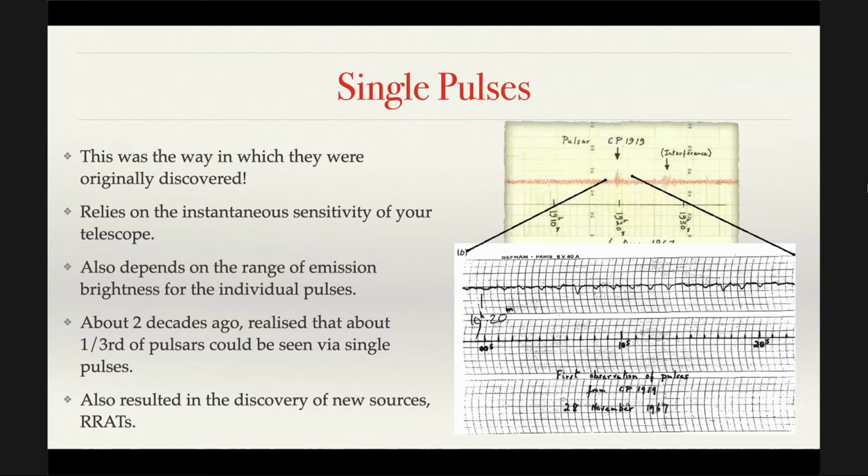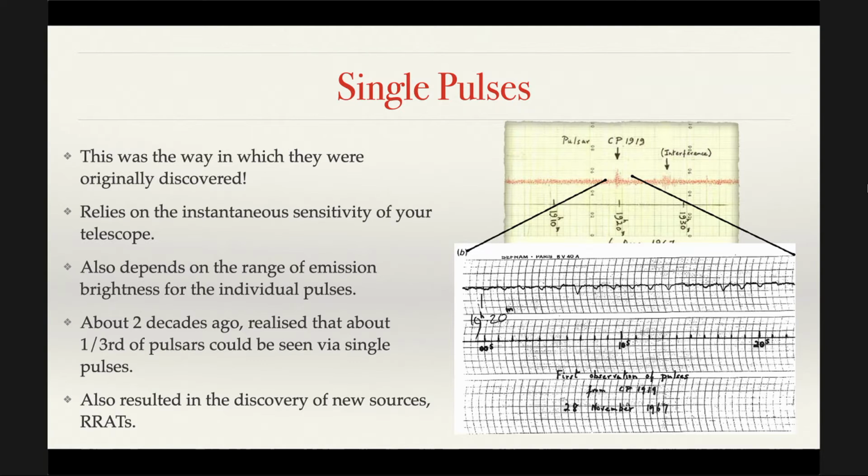So here's just a quick reminder about single pulses, and you'll recognize the graph on the right, which I have leveraged, shall we say, from Marissa's presentation today. And you will see that single pulses are the way in which pulsars were originally discovered by Jocelyn Bell Burnell all those years ago. The single pulse search relies on the instantaneous sensitivity of your telescope. So you basically need to optimize the sensitivity of your telescope, because what you're trying to do is detect one of these pulses in the few milliseconds for which it's actually on.